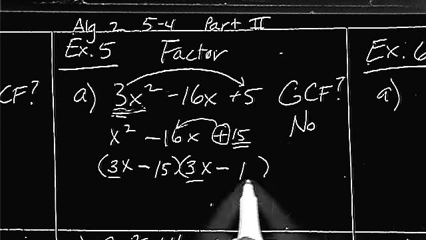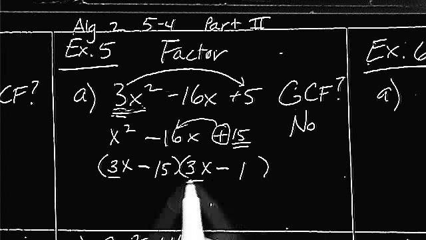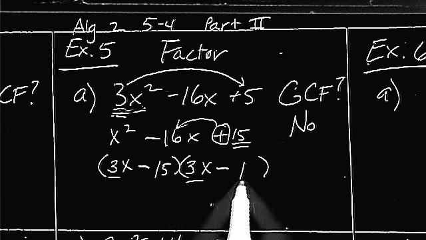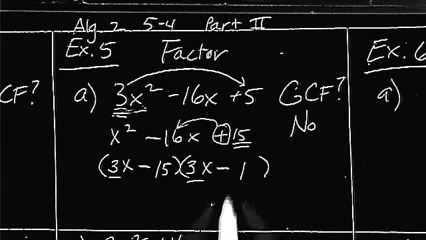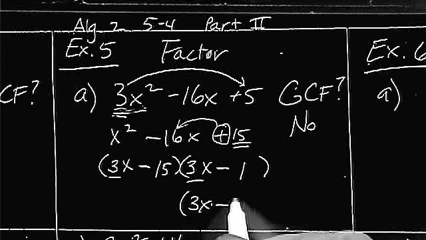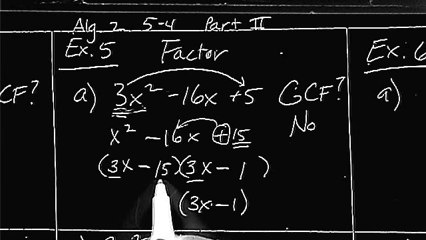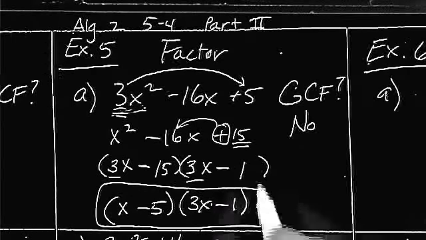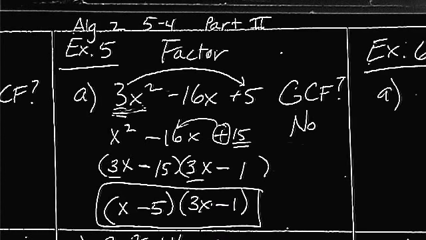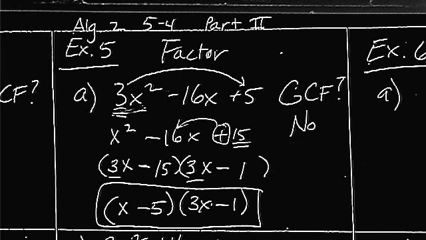Now, I'm going to go through each one of these parentheses separately and ask myself this question: is there a GCF? Is there a greatest common factor? So if I start over here, the 3x minus 1, is there a greatest common factor? If there is, I'm going to pull it out and throw it away because I don't need it. But there isn't one, so I'm going to leave it alone. However, over here I notice that both of them have a 3, so I'm going to pull that out and throw it away. This is the factorization of 3x squared minus 16x plus 5. I didn't have to do a lot of guessing. This method works every time.